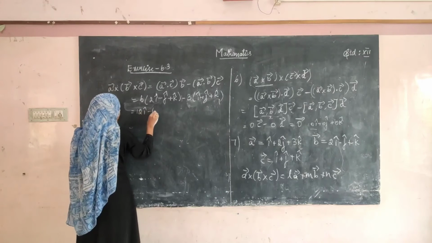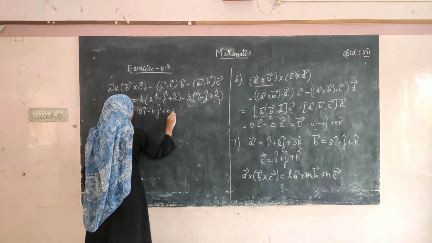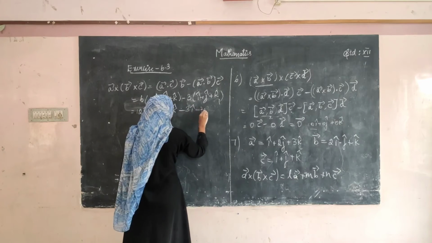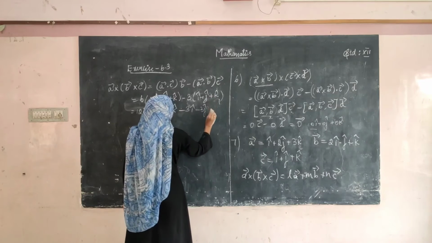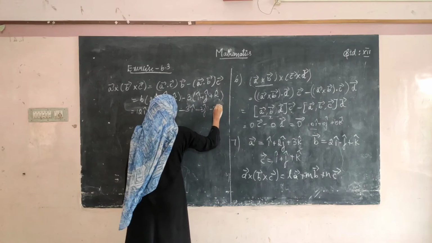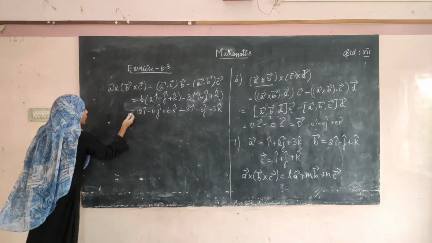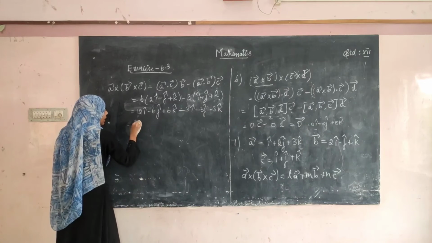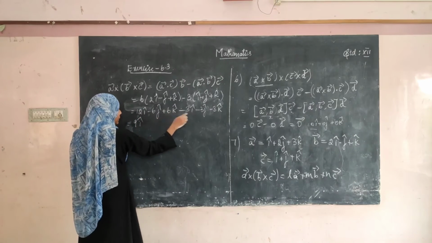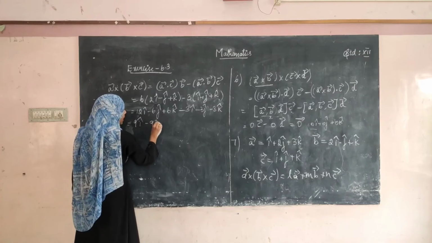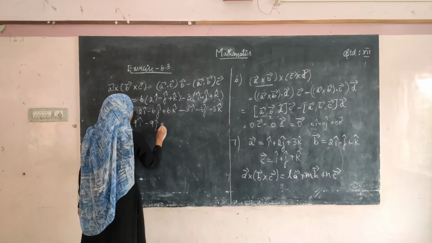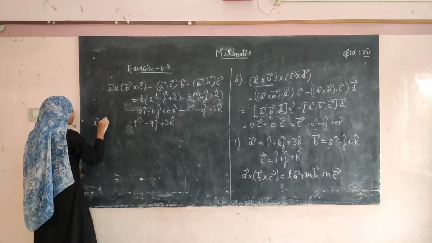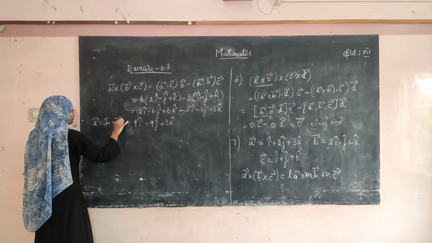So what's the answer? 12 i cap minus 6 j cap plus 6 k cap minus 3 i cap minus 3 j cap minus 3 k cap. Okay, solve this. What will you be getting? 12i minus 3i is 9i cap, minus 6 minus 3 is minus 9j cap, plus 6 minus 3 is plus 3 k cap. So this is the value for a vector cross b vector cross c vector.